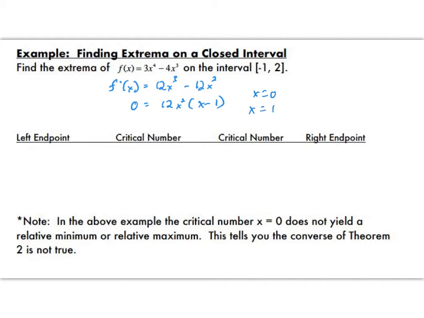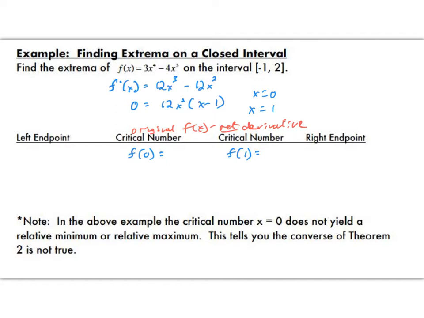Okay, so we've got those, and we need to find what f of 0 is, and what f of 1 is. The big thing that you need to remember is that you put this into your original f of x, not the derivative. Because again, we're trying to find the maximum and minimum values of f of x, so the derivative doesn't matter here. It's the original function that we care about. And finding those out is going to be pretty easy.